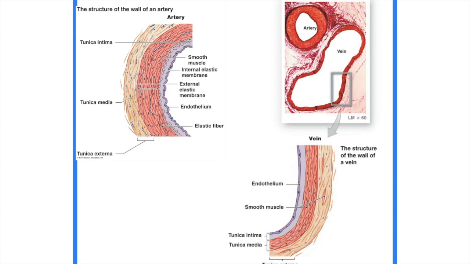As you can see, arteries and veins are made up of three layers. The tunica intima is the innermost layer. It provides a smooth surface for blood flow. And in arteries, it contains the internal elastic lamina.